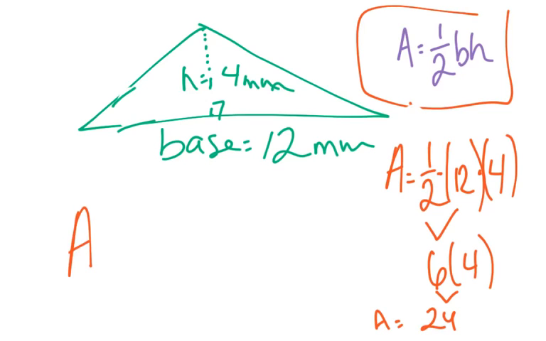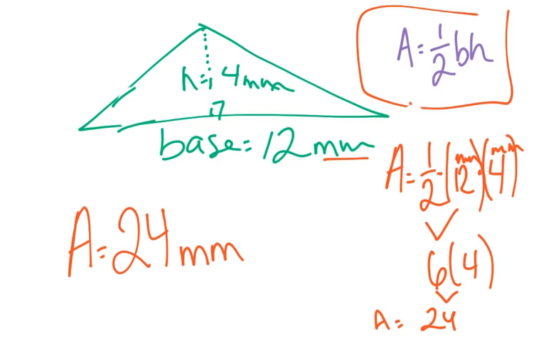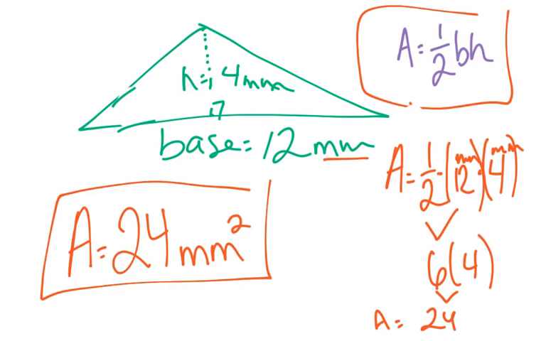Don't forget your units. Always need those units. Area equals 24. We're talking about millimeters. 24 millimeters. And we did millimeters times millimeters. So my area will always have my units in with an exponent of 2, or written out as 24 squared millimeters. Let's try another one.